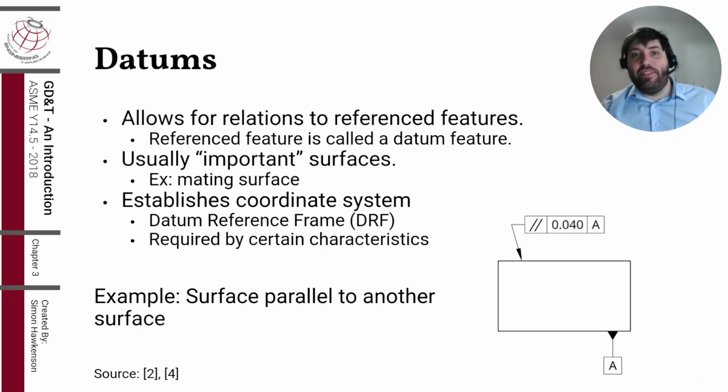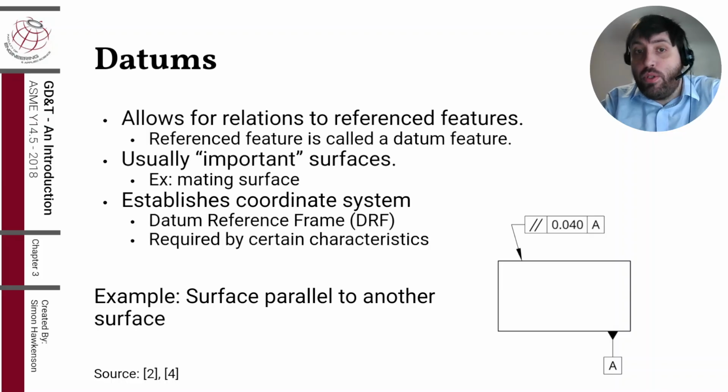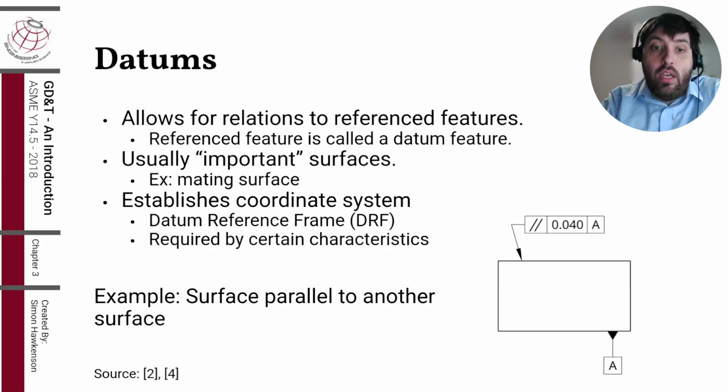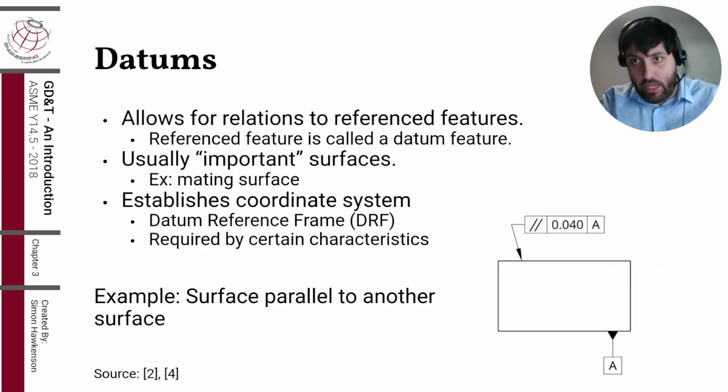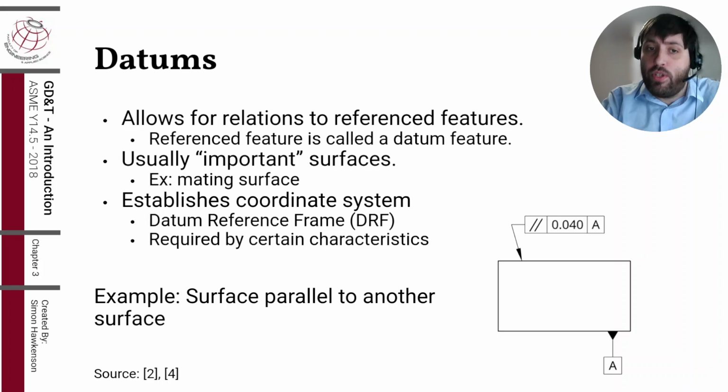All right, so datums. Datums are one of the most important things in GD&T. In fact, they're critical. Where you place your datums really matters. Datums allow for relations to reference features. Generally, those reference features are called the datum features. Datums can be used to establish a sort of coordinate system, and that's called a datum reference frame. This datum reference frame, or DRF, is required for certain geometric characteristics, but not all. We'll dig into DRF soon.